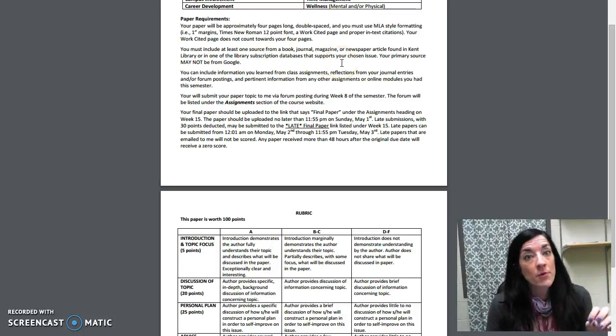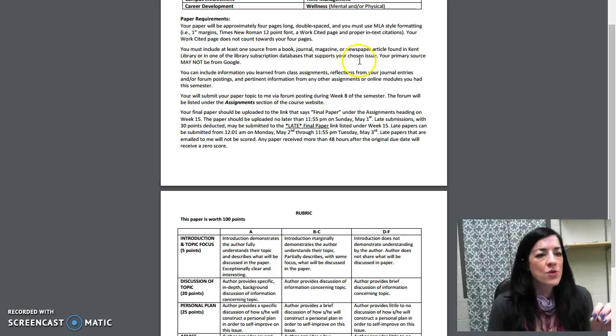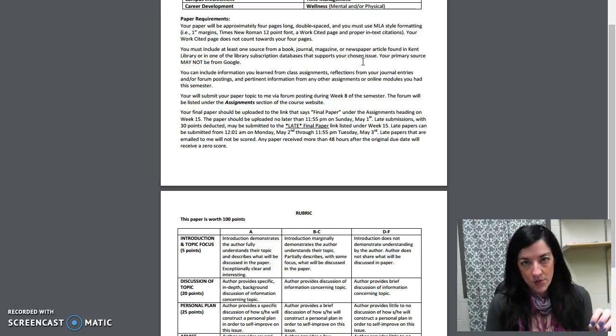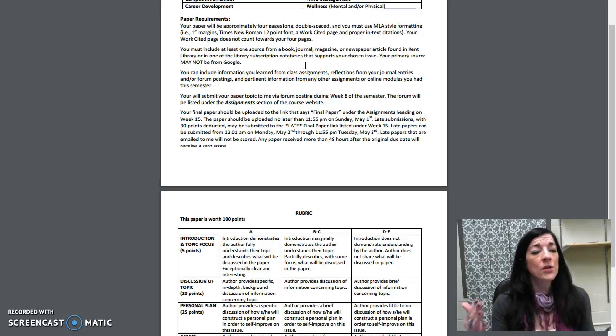Your source may not be from Google. And you can't use your textbook either. Don't use your class textbook. You didn't have to go search for that. And so you can also, in your paper, feel free to include any information that you learned from class assignments, any sort of forum posting information that you used. You're more than welcome to incorporate any of that into your paper.